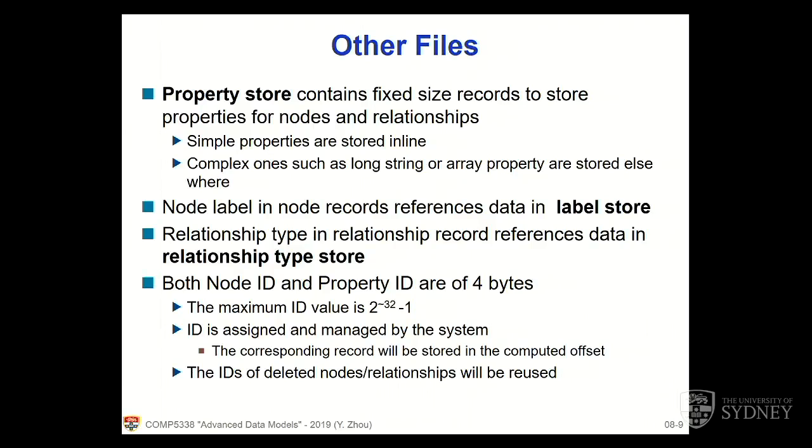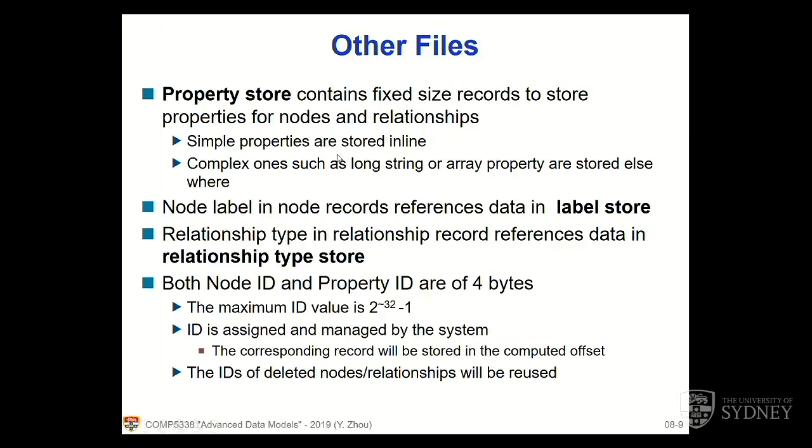Okay, so these two are the most important files. There are other files, and the Neo4j documentation doesn't really give a very detailed layout of how those files are organized. The only thing we know is that most of these are actually organized as fixed size records as well. So there's a property store. It contains fixed size records to store properties for the nodes and the relationships. So it's one of them. And it doesn't really separate node or relationship properties. It stores all the properties.